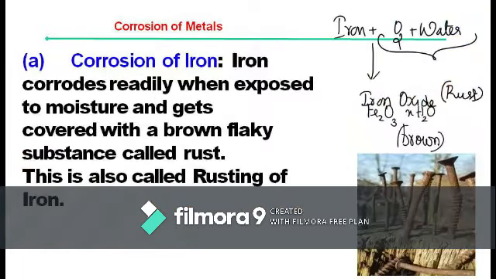Now we are taking specifically the example of iron. Iron, when exposed to moisture and air, after some time, or after a year or two, brownish flake-like substances get deposited on the outer surface of iron. This is called rusting of iron.